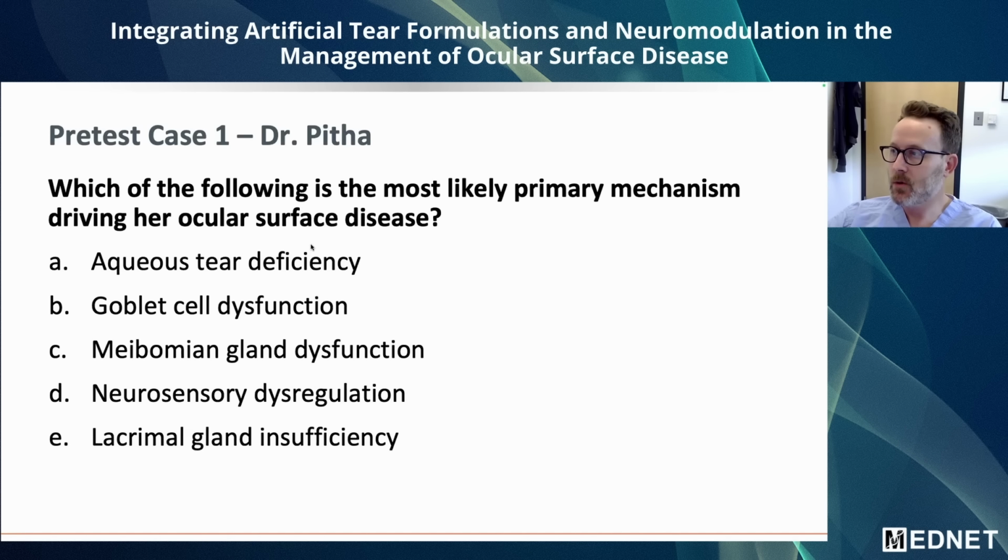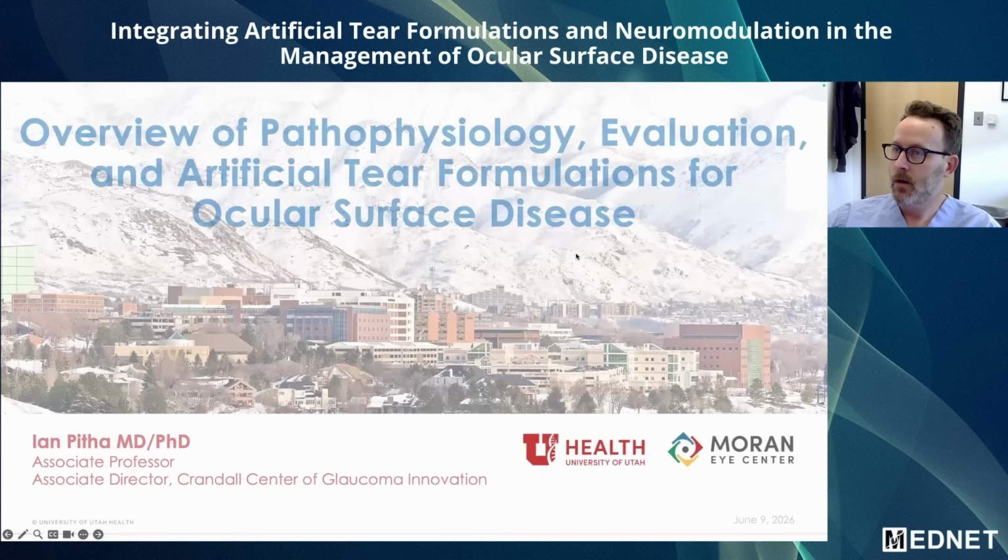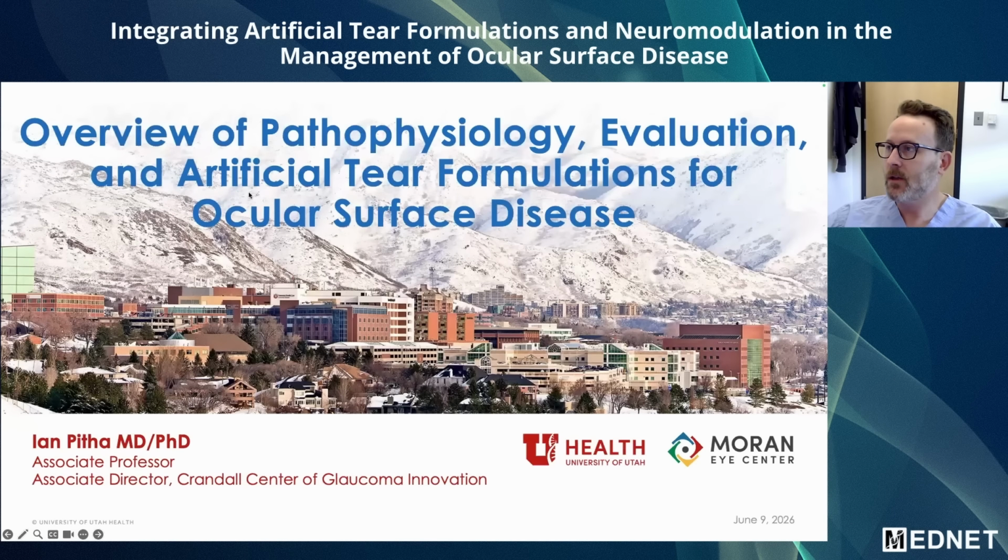Which of the following is most likely the primary mechanism driving her ocular surface disease? Aqueous tear deficiency, goblet cell dysfunction, meibomian gland dysfunction, neurosensory dysregulation, or lacrimal gland insufficiency. We'll come back to this question at the end of my presentation. But now I'd like to move on to an overview of pathophysiology, evaluation, and artificial tear formulations for ocular surface disease.